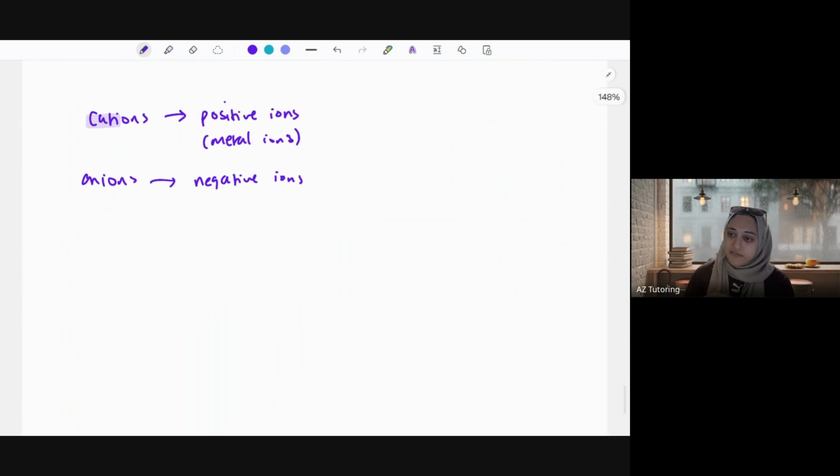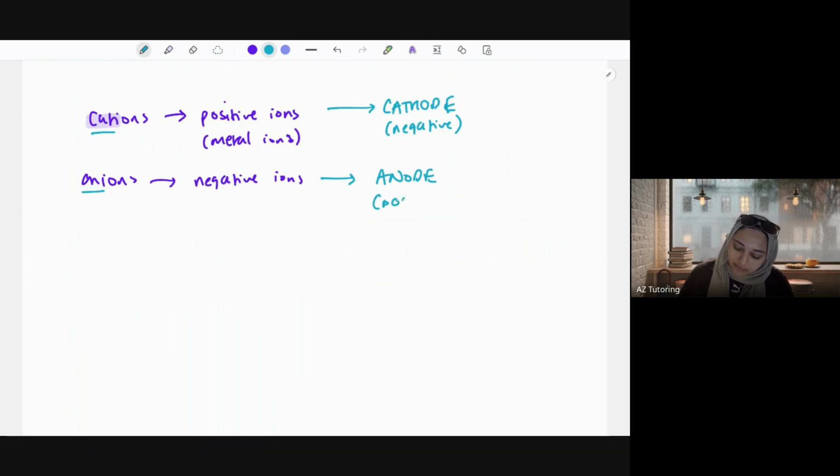Now, positive attracts to negative. So the cations will get attracted to the cathode. And the cathode can't be positive, because positive can't attract positive, they repel. So the cathode must be negatively charged to be able to attract the cations. Likewise, the anions are negative ions, so they're going to get attracted to the anode, and the anode has to be positive since it's attracting negative ions.